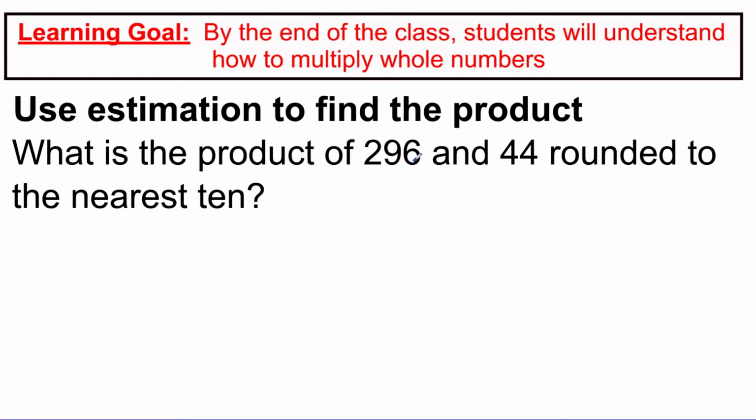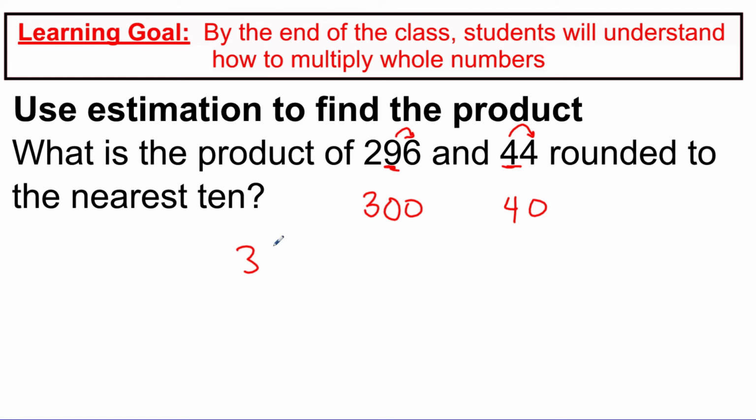So if I were to estimate this number, 296 to the nearest 10, here's my tens digit. I'm going to look to the right, and I see a number that's 5 or larger, which means I'm going to round up. So I'm going to round this up to a 10, which means this is going to round to 300. So the estimated version of 296 is 300. The estimated version of 44, here's my tens place. To the right of that is a number that is 4 or lower, so I'm going to round down, and it's going to become 40. So instead of using 296 and 44, I'm going to use 300 and 40.